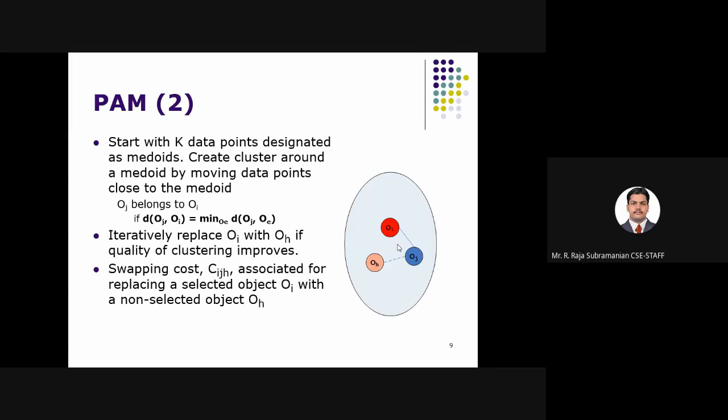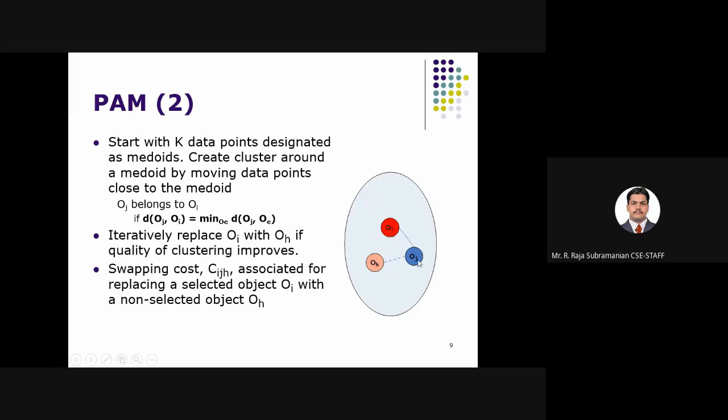If the distance from OJ to OI is equal to the minimum distance from OJ to the existing points already in the group of OI, then okay, I can join them in the group, because OE are nothing but the points which are already in the group of OI. So if OJ is actually closer to them, then surely, since they are in the group of OI, OJ can also be in the group of OI.